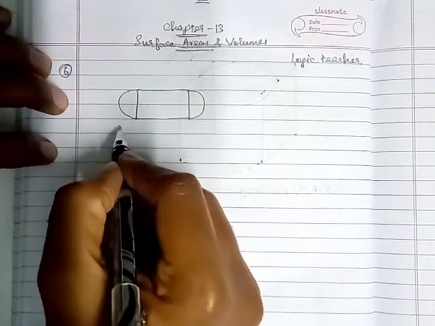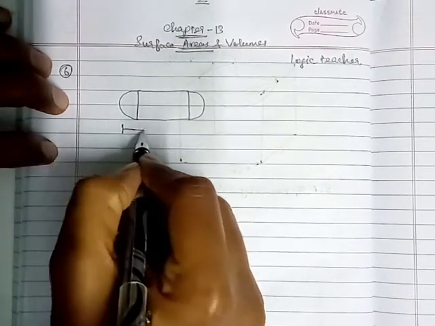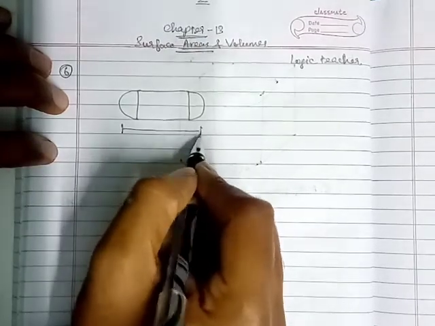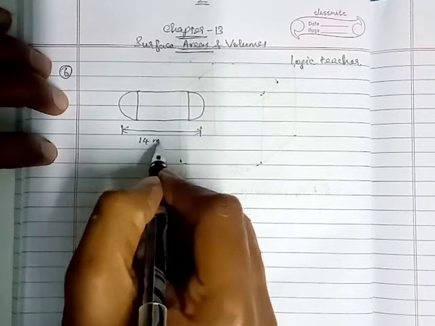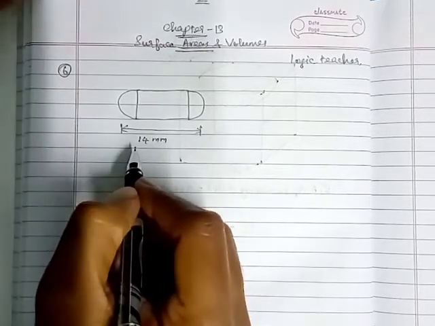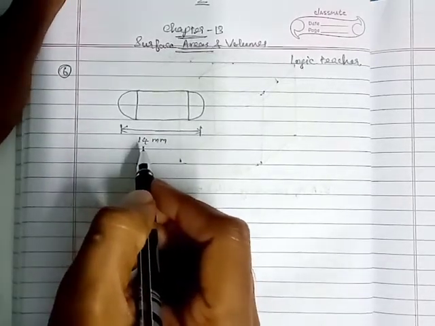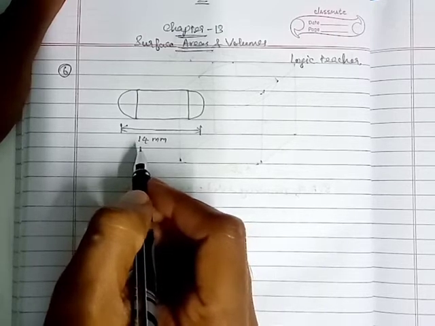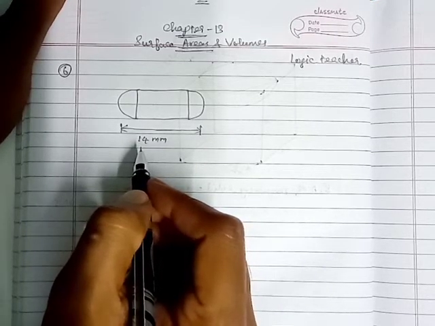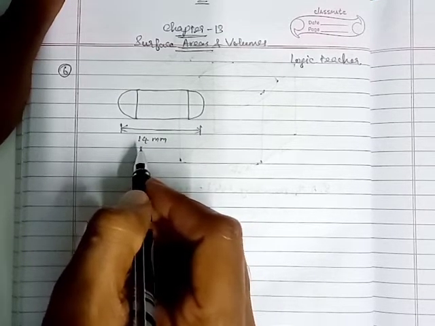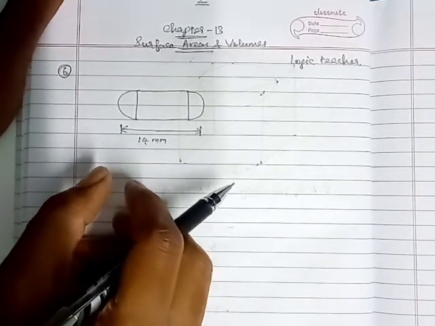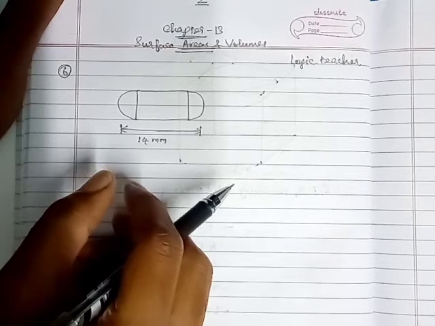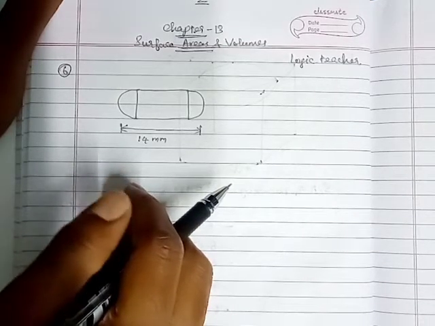So what does it mean? The length of the entire capsule, this is the length, that is 14 millimeter, right? It will be in millimeter, not in meter or something else. The capsule will be smaller in size, so that will be in millimeter. The entire capsule is 14 millimeter and the diameter of the capsule is 5 mm.